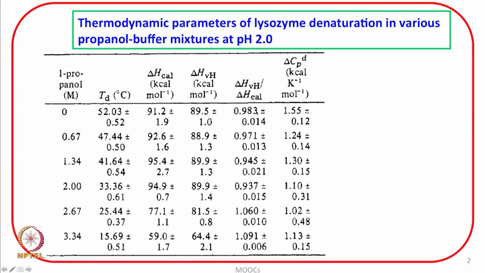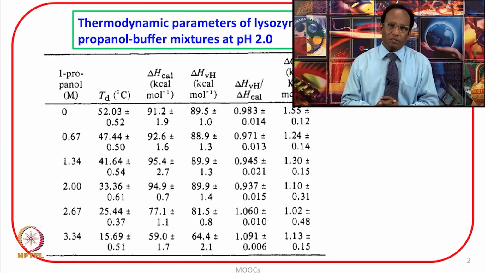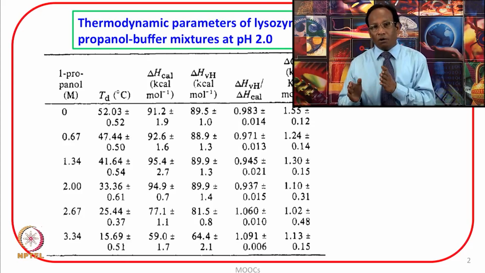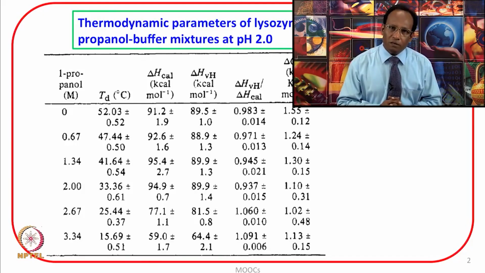If the ratio of Van 't Hoff to calorimetric enthalpy is almost remaining 1, that means the thermal unfolding of the protein is obeying a two-state unfolding mechanism. By a two-state unfolding mechanism, we mean either the native state is significantly populated or the denatured state is significantly populated, without significant population of any intermediate state.